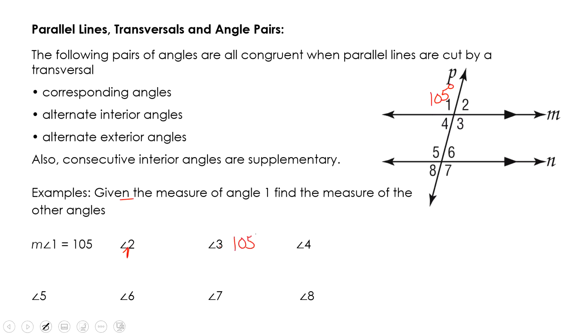Does everybody see that? So I've done angle 3. I also know now from what I know about my consecutive interior angles being supplementary, that's angle 3 and angle 6. Well, angle 3 and angle 6 have to add up to 180 degrees. If one's 105, the other one has to be 75. So now I know angle 6. I'll write it in. This is 75 degrees. This one was 105.